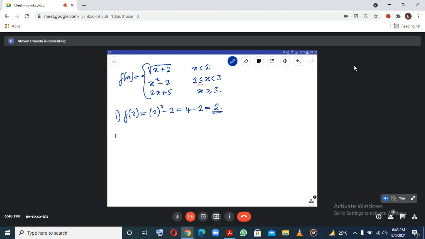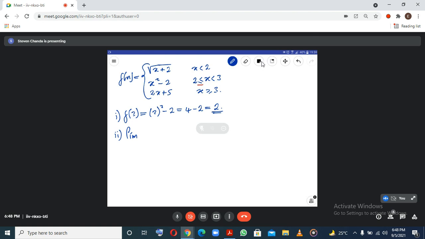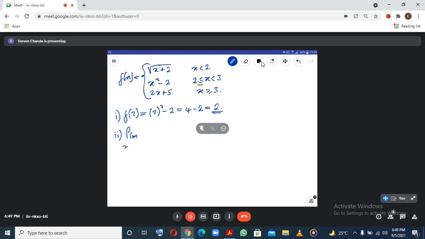Now we've done that, so let's check the second thing. What do we say for the second thing? We check the limits when we are coming from the left and when we are coming from the right, isn't it? So we are checking the limits as you are coming from the left.